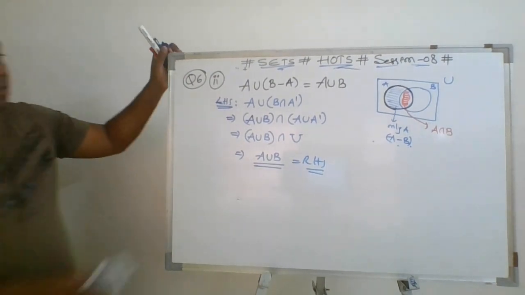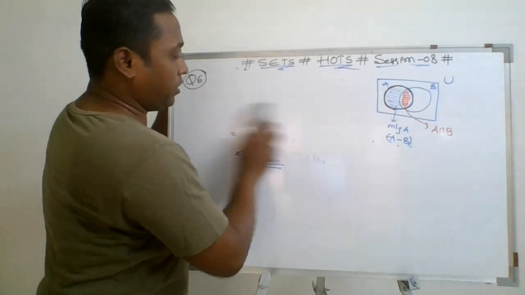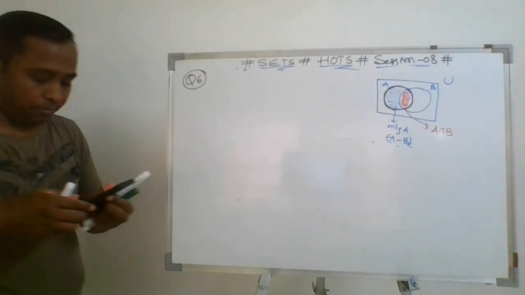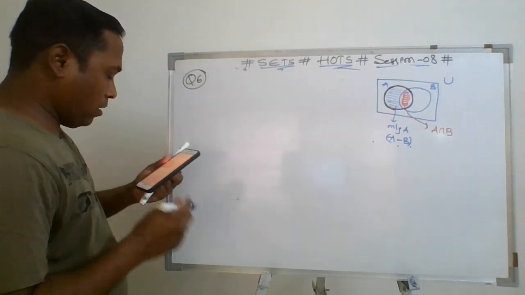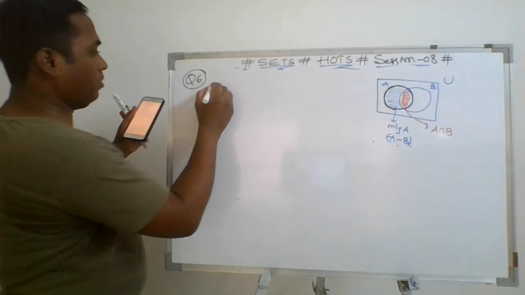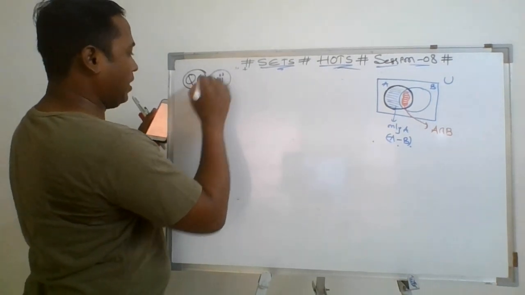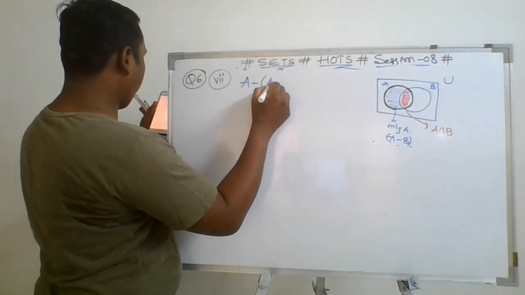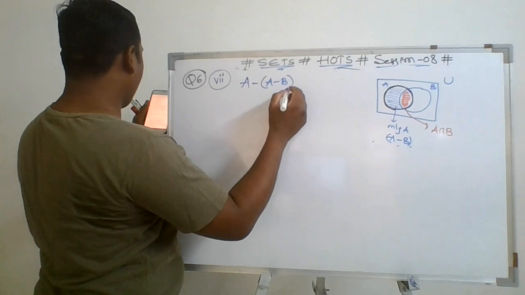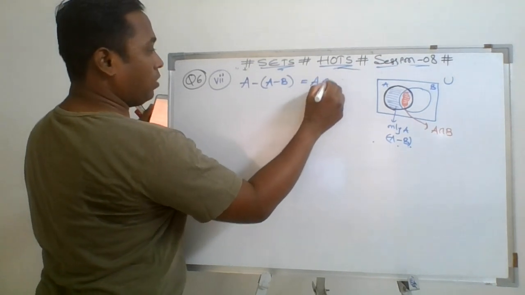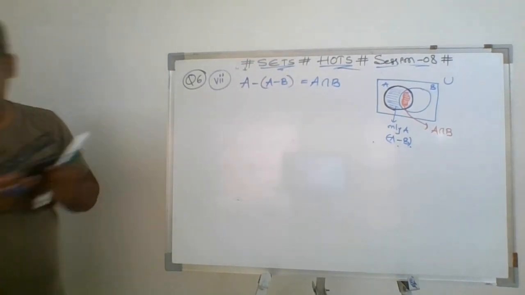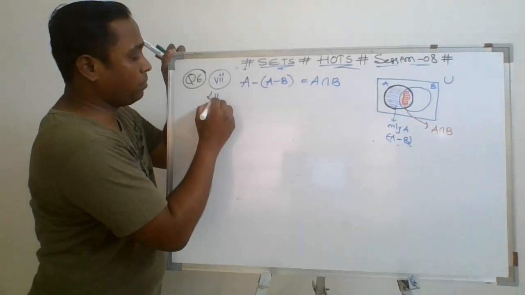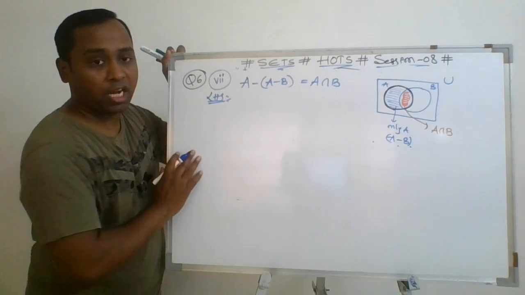Fine. Coming to the next one, I am taking some more questions from the same sixth question. I am taking now the seventh part of question number 6: A minus (A minus B), which is equal to A intersection B. Again the same, to prove it the difference must be converted into intersection language.